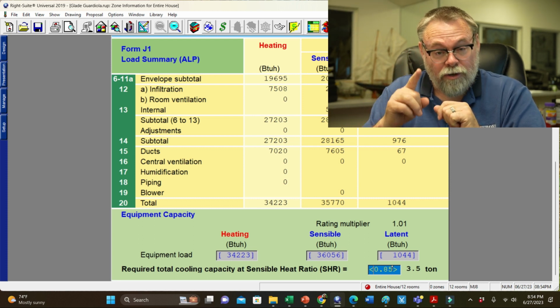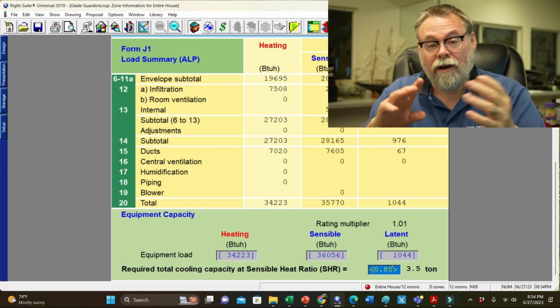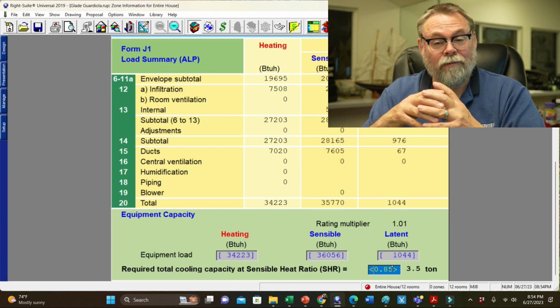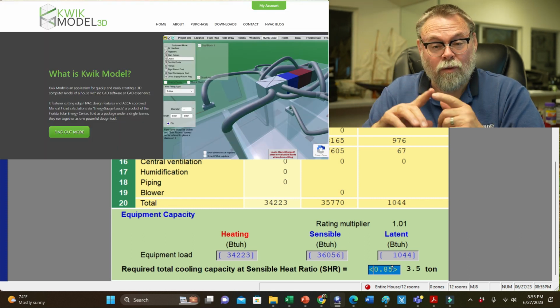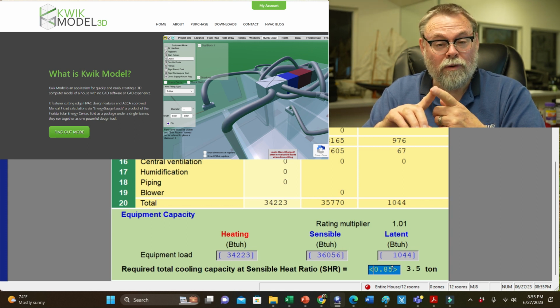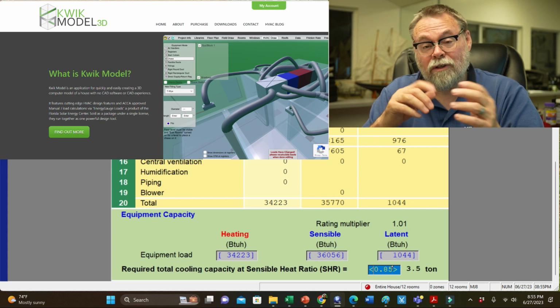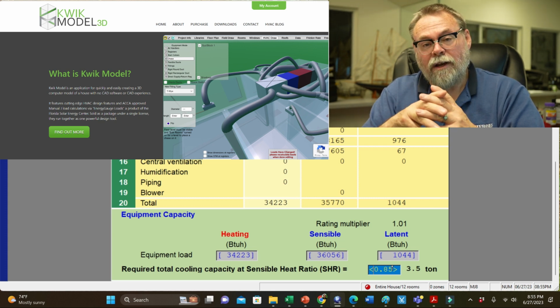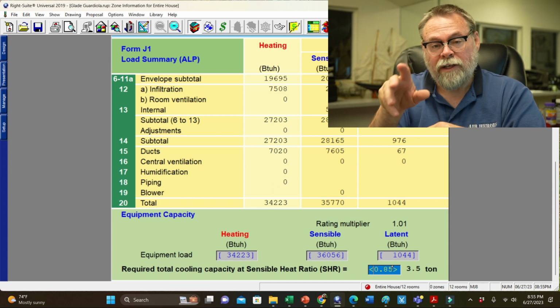So do yourself a favor. Learn how to use software like RightSoft or another one. There's several other brands out there. Quick Calc 3D is another one that is being pushed right now, and I think it's an excellent piece of software. I'm just used to this one. I love RightSoft. I could do these load calcs in minutes nowadays. But do a load calculation and then try facing the house different directions.